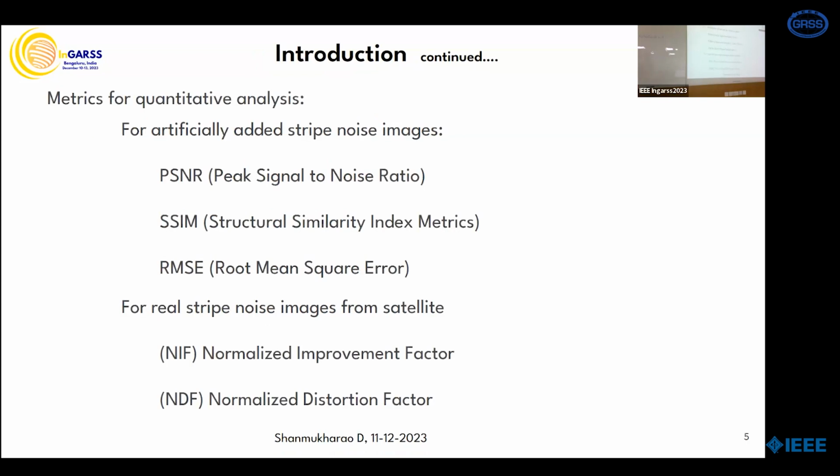These are the metrics which I have used for quantitative analysis of artificially added stripe noise: PSNR, peak signal to noise ratio, then SSIM, structural similarity index, and then RMSE. These are all for artificially added noise, because there the reference image is available as well as the de-striped image. When it comes to real stripe noise images, getting the reference image is not possible. So I have used the normalized improvement factor and the normalized distortion factor. These are all non-reference indices.